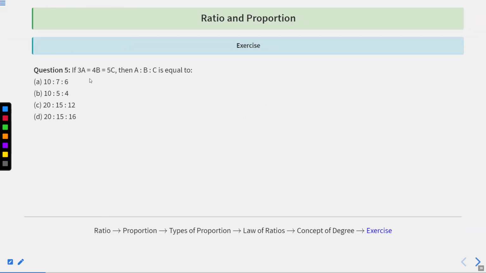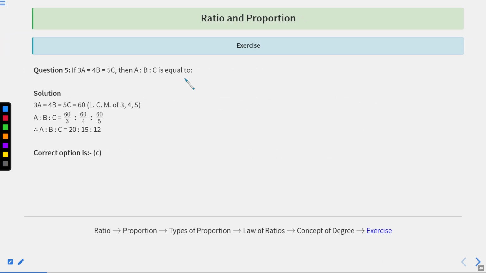Question number 5. If 3A equal to 4B equal to 5C, then A is to B is to C is equal to. So again, take the LCM of 3, 4, 5, it will be 60. So A is to B is to C will be 60 upon 3 is to 60 upon 4 is to 60 upon 5. So therefore A is to B is to C is going to be 20 is to 15 is to 12. So the option correct here is option number C.